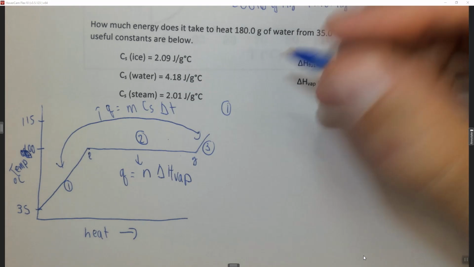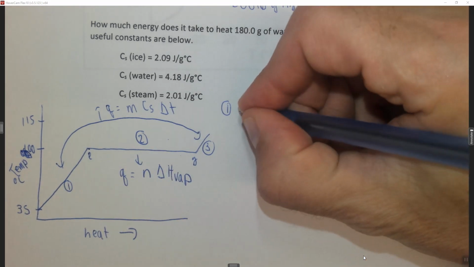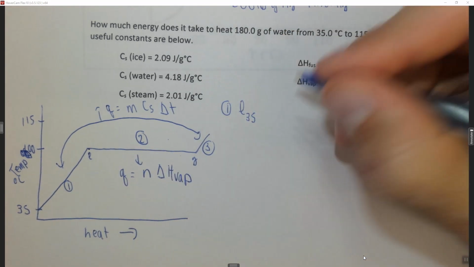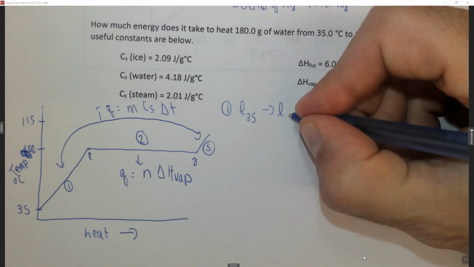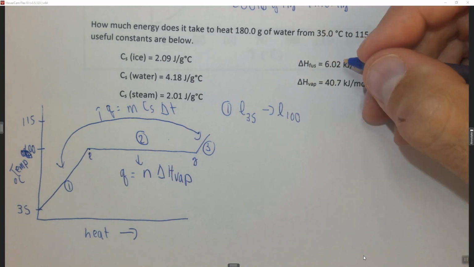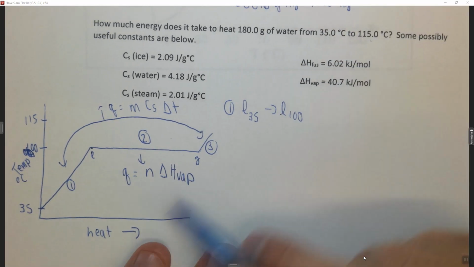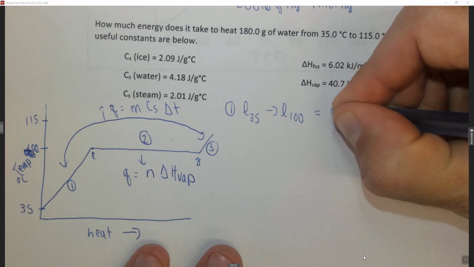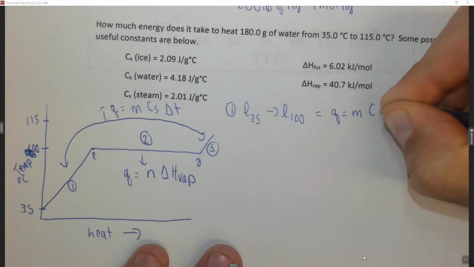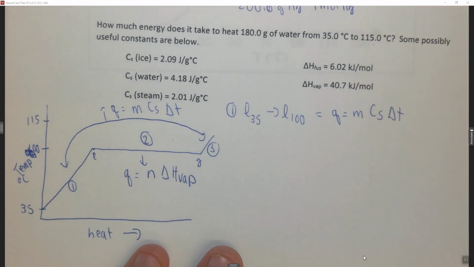So the first calculation we need to do is from a liquid at 35 to a liquid at 100. And the equation you want to use when you're changing the temperature is Q equals m c_s delta T.